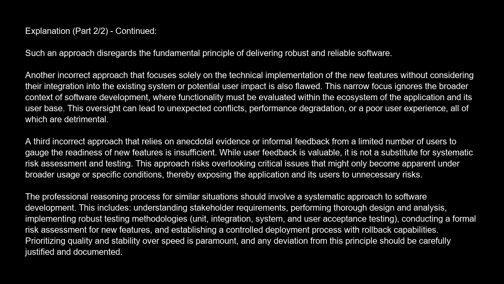The professional reasoning process for similar situations should involve a systematic approach to software development. This includes understanding stakeholder requirements, performing thorough design and analysis, implementing robust testing methodologies (unit, integration, system, and user acceptance testing), conducting a formal risk assessment for new features, and establishing a controlled deployment process with rollback capabilities. Prioritizing quality and stability over speed is paramount, and any deviation from this principle should be carefully justified and documented.